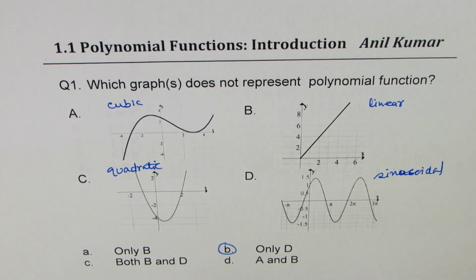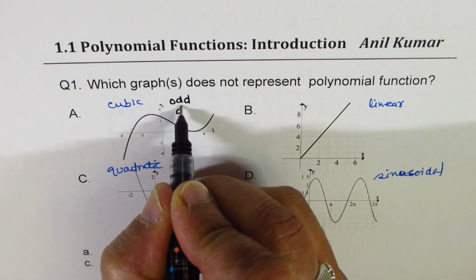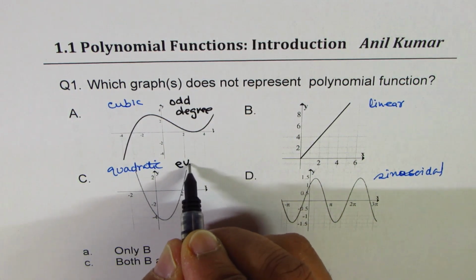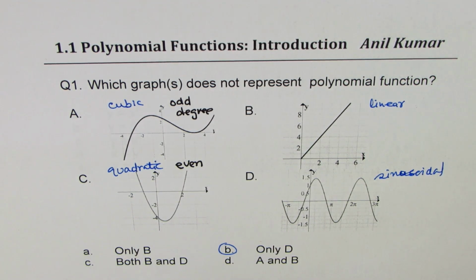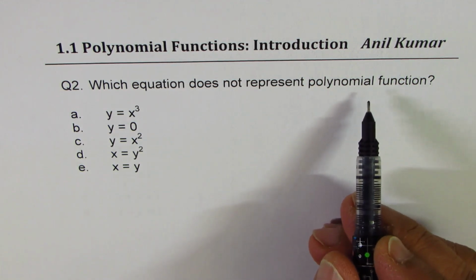Now let me also explain here that when we say the first one is cubic, it could be any odd degree function. And this one could be any even degree function. It is important to note that x squared may look like this, x to the power of 4 may also look like this, right? So that is to be appreciated. Let's move on. Question number 2: which equation does not represent a polynomial function?